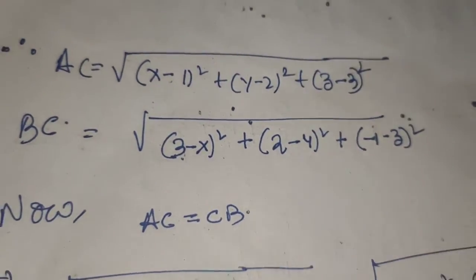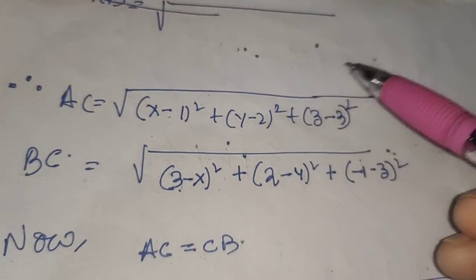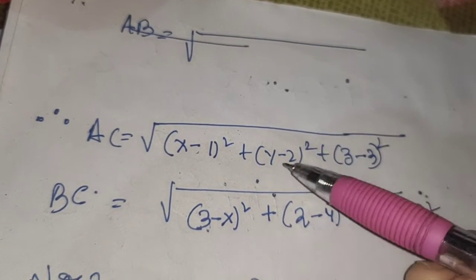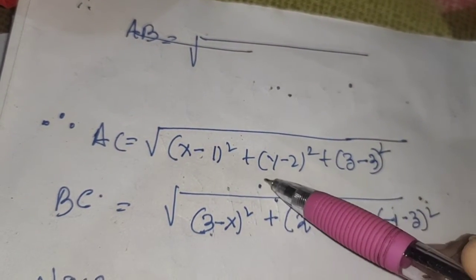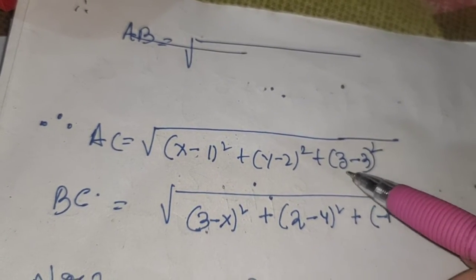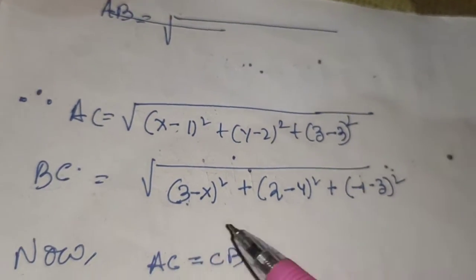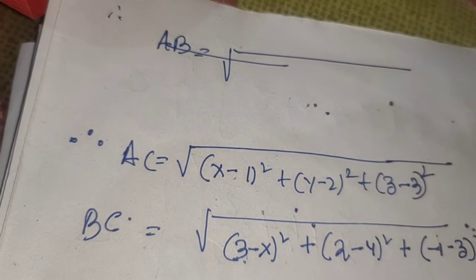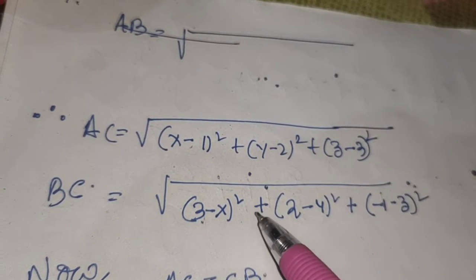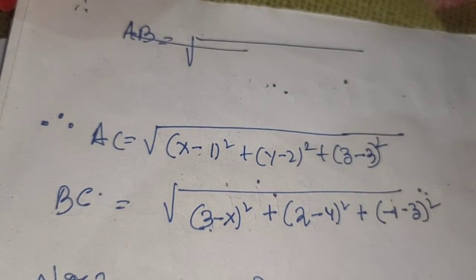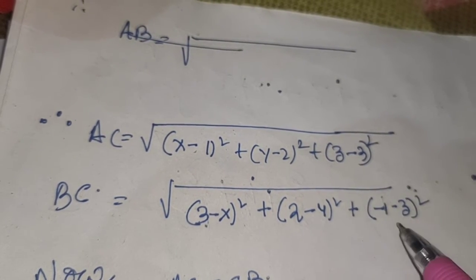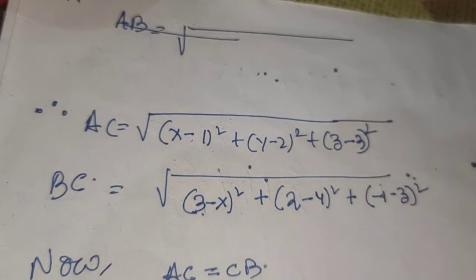Now AC. Since A is (1, 2, 3) and C is (x, y, z), AC will be the square root of (x minus 1) whole square plus (y minus 2) whole square plus (z minus 3) whole square. And also let us find out BC, where B is (3, 2, -1) and C is (x, y, z). So it is 3 minus x whole square plus 2 minus y whole square plus minus 1 minus z whole square.